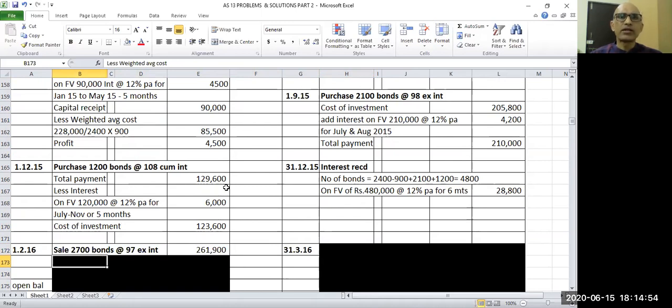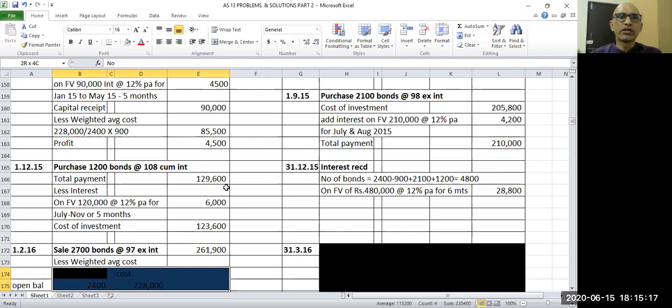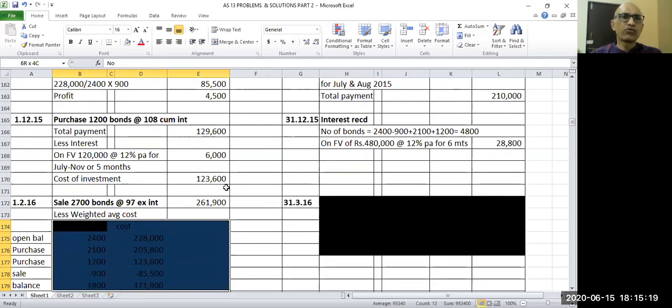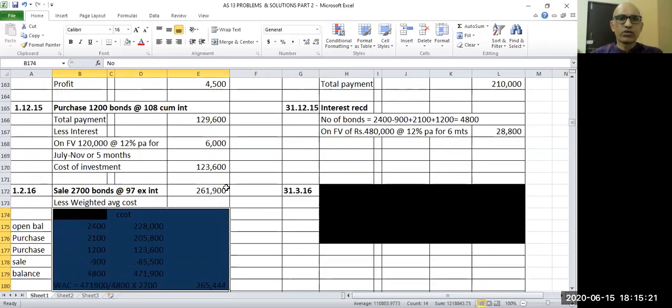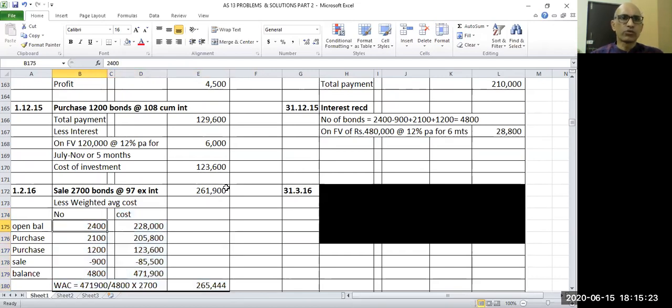So our capital receipt is 2,61,900. From this, we have to reduce the weighted average cost. See here, it is an ex interest transaction. So we directly get the capital receipt, which is 2,700 into 97, which comes to 2,61,900, less weighted average cost. Now we'll have to do a little calculation here, and we will make a working note for the weighted average cost. Let us see how we do the note.